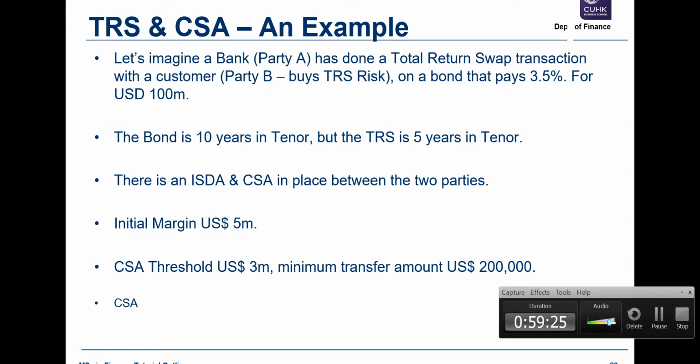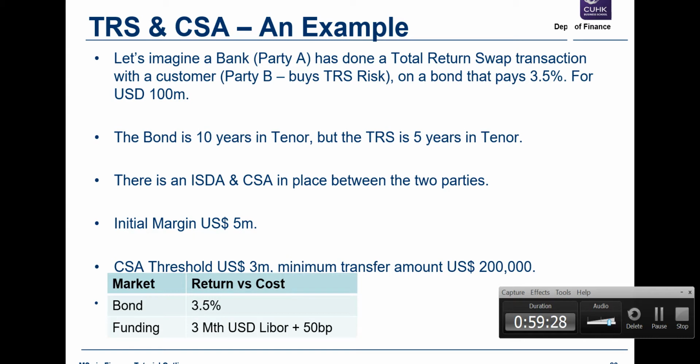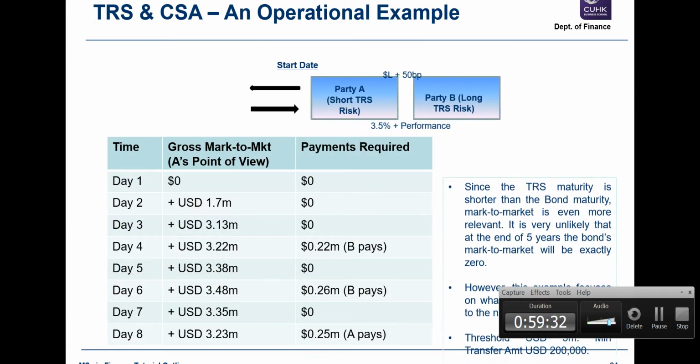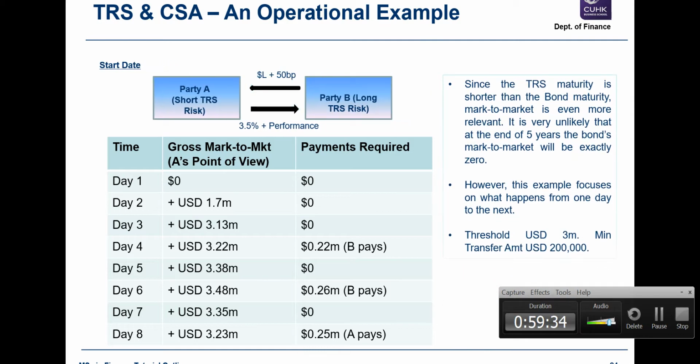So I have a very simple case where you can see that over a period of 7 or 8 days, there is a mark-to-market swing, and all of it is from A's point of view, so it's from the bank's point of view, not from the client's point of view.